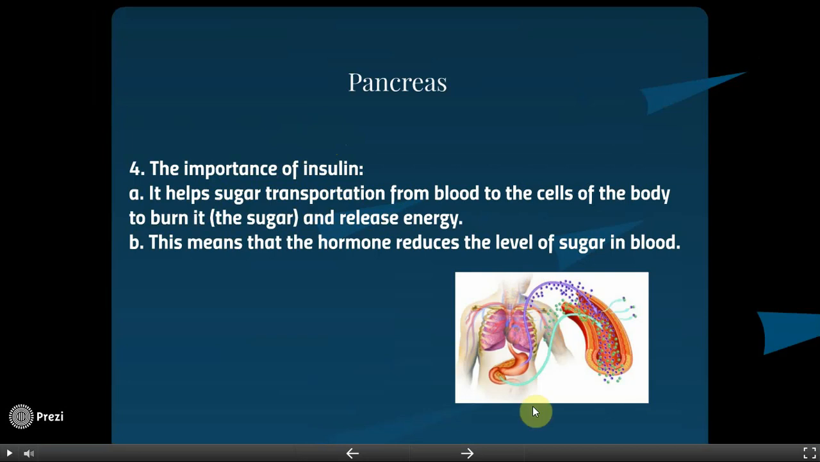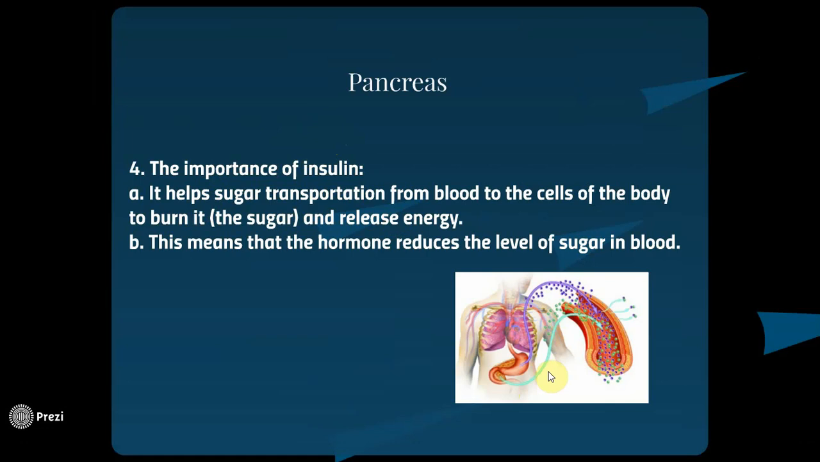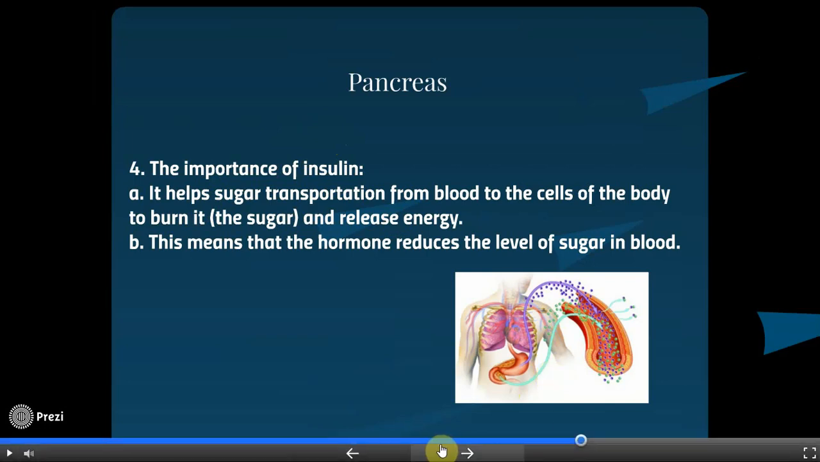The importance of insulin hormone: it reduces the level of glucose sugar in the blood by stimulating body cells to use glucose as a source of energy and liver cells to store excess glucose sugar in the body in the form of glycogen.